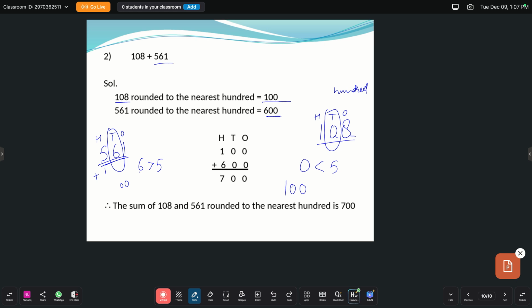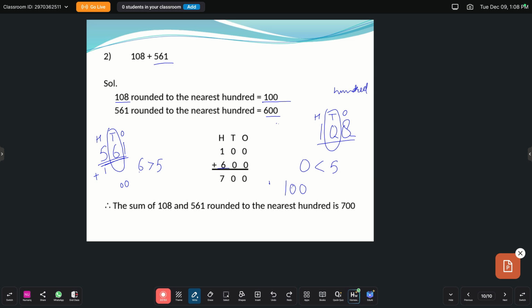Fine. Now, add them. We will write first the places: ones place, tens place and hundreds place. So, now we have to add the rounded numbers. We will write this 100 first: 0 at the ones place, again 0 at the tens place and 1 at the hundreds place. Now, next we will write 600. The second addend is 600: 0 at the ones place, 0 at the tens place and 6 at the hundreds place.